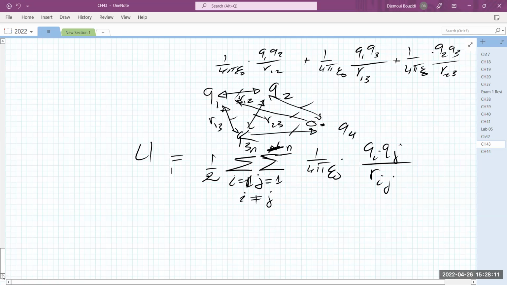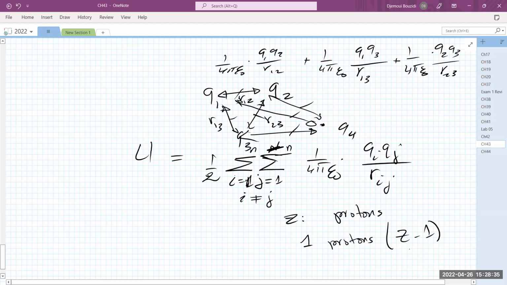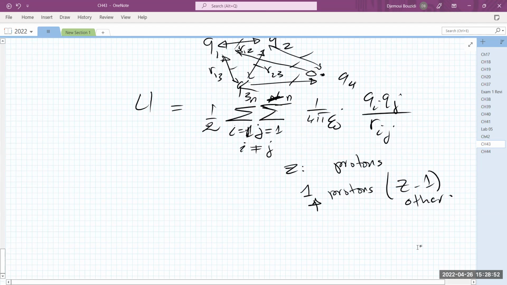So here is the deal. When I count one of them, I have the others minus 1 because I am starting with 1. So if I count one of them, I'm already counting the other. In other words, let's say I have Z protons. One of those protons is being repelled by Z minus 1 other protons. So for every proton, I have Z minus 1 interactions. But how many protons do I really have? I have Z of them. I don't have 1. So I have Z times Z minus 1 repulsions. That's really how the counting is.